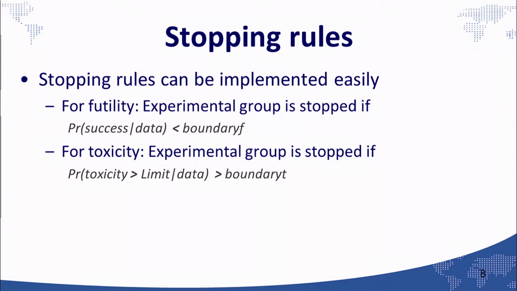And you can also stop for toxicity if you have a kind of an incidence that you don't want to be greater than a limit that you will define. Well, if the posterior probability of this incidence is greater to a boundary that you also define for toxicity, then you can stop your experimental group.